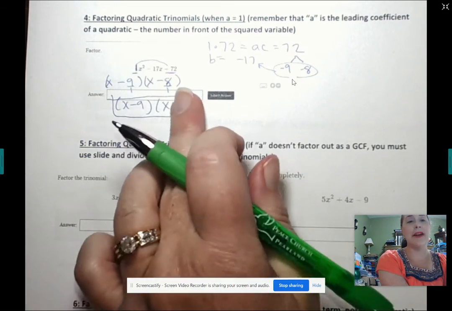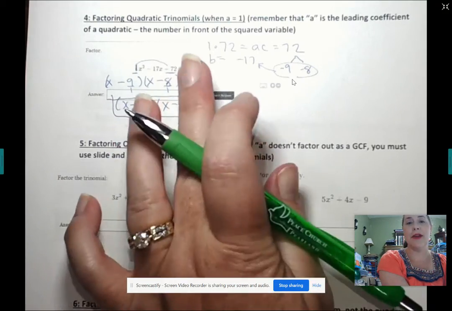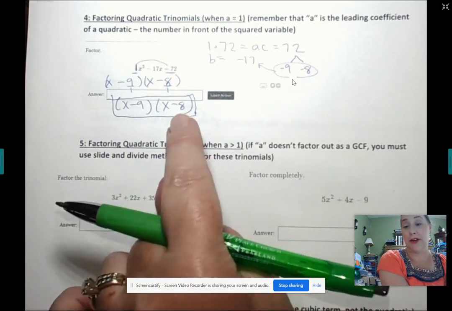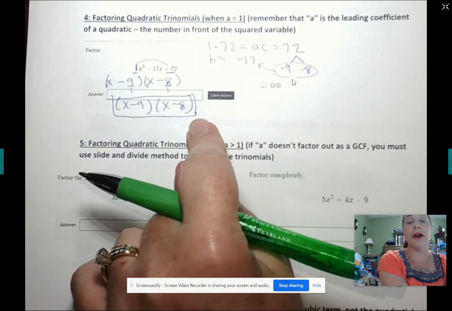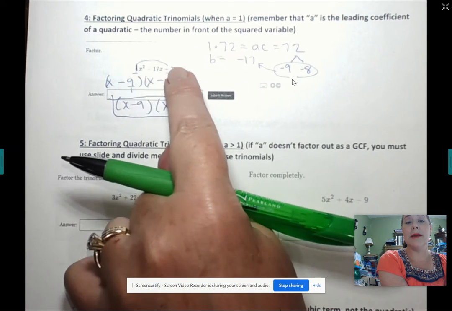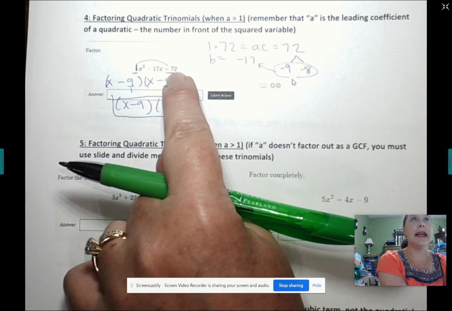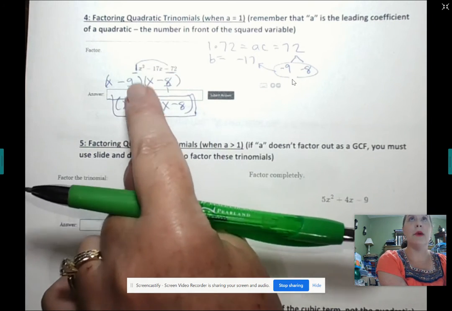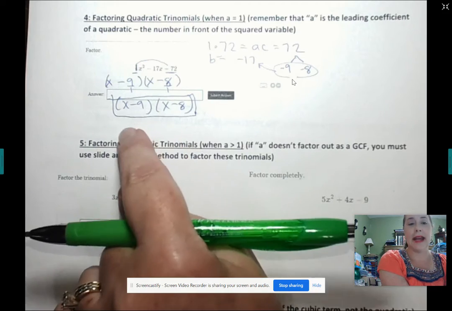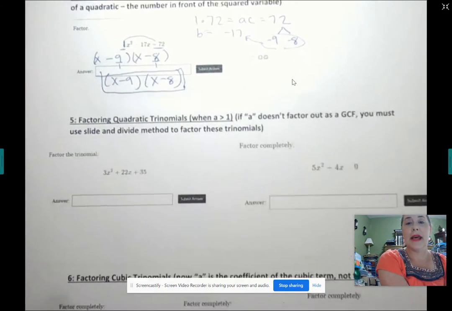And I don't need to do a lot of these examples with you. I think you probably can do a lot of this in your head. You don't have to show all your work. As long as you know it's 1 times 72. Okay, factors of 72 that add up to negative 17: negative 8, negative 9. Divide them both by 1. They're still negative 8 and negative 9, and put them in factors.